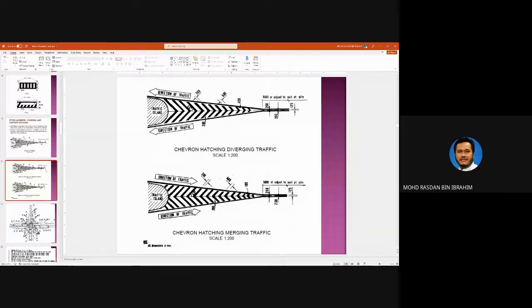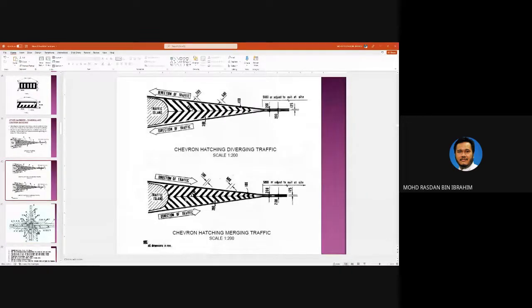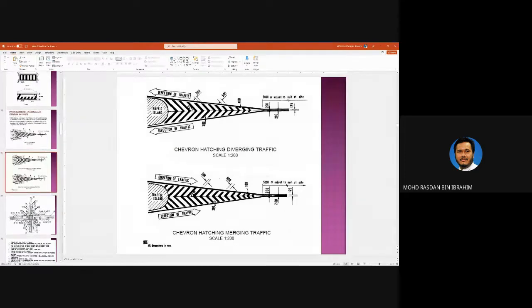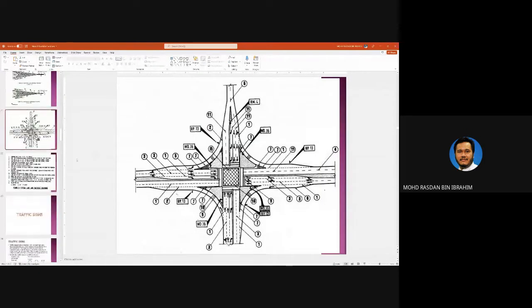Okay. This is also useful when you are driving lah. And sometimes you look at somewhere that is confusing. What is the direction of the traffic? So this arrow of the chevron here designates the direction of traffic. So this is a very useful diagram.